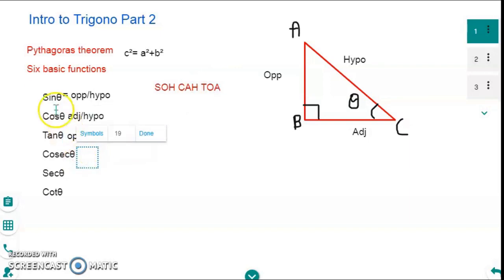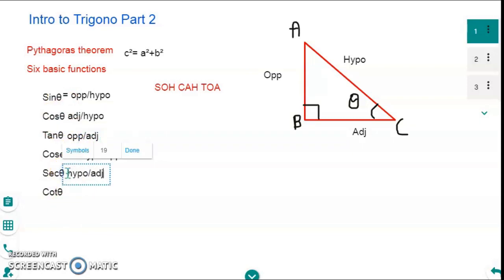Cosec, again, is the inverse of sin theta. So sin is opposite over hypo, cosec should be hypo over opposite. Sec is the inverse of cos, so it should be hypo over adjacent. And then cot is the inverse of tan, so if tan is opposite over adjacent, this should be adjacent over opposite.